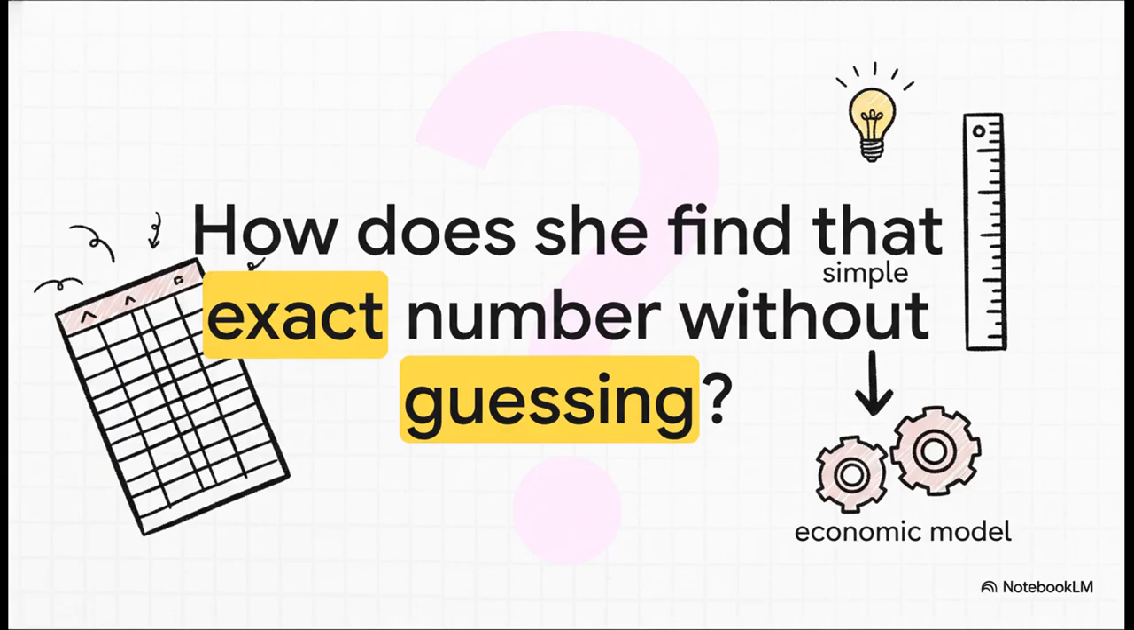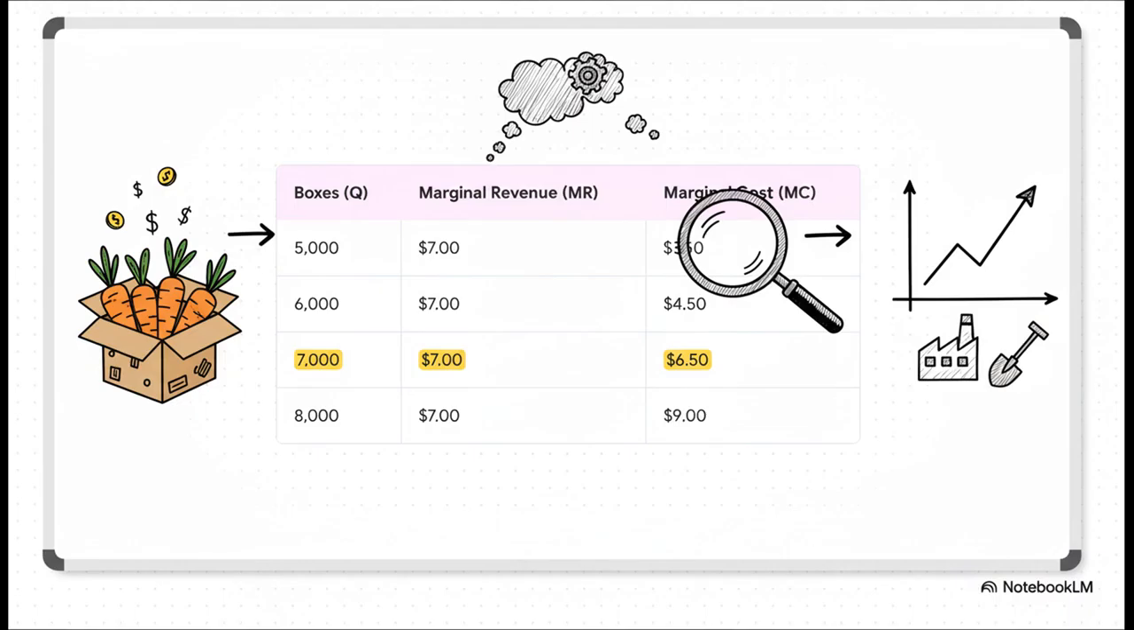So how does she know that? I mean, you can't be whipping out a giant spreadsheet every time you need to make a decision. It's just not practical. She needs a simple rule, right? A kind of guiding principle that tells her exactly when to stop producing. And luckily for her, economists have one. The secret is to start thinking on the margin. Now, that sounds a little technical, but all it really means is thinking one unit at a time. We just need to compare two key numbers. First is marginal revenue. That's the extra cash she gets for selling just one more box of carrots. And the second is marginal cost, the extra cost of producing that one more box.